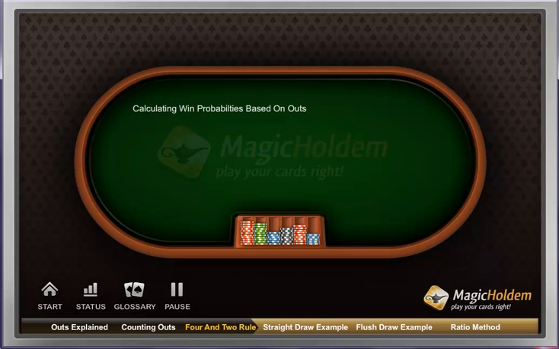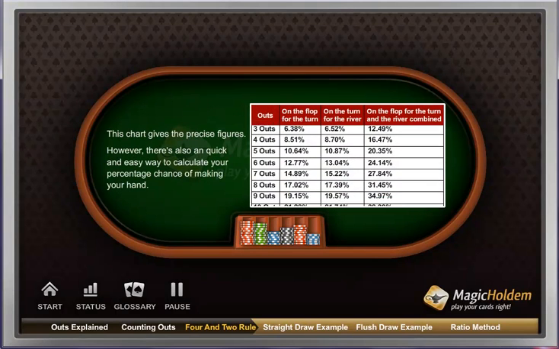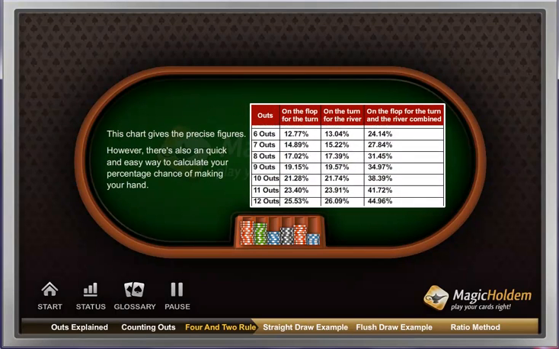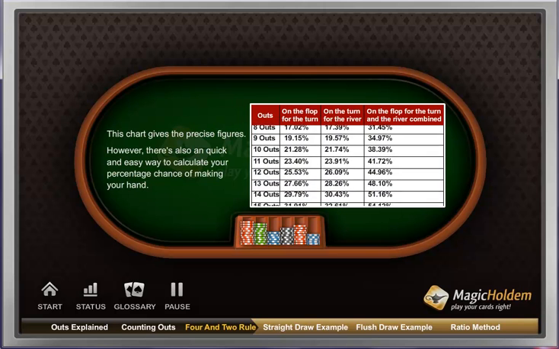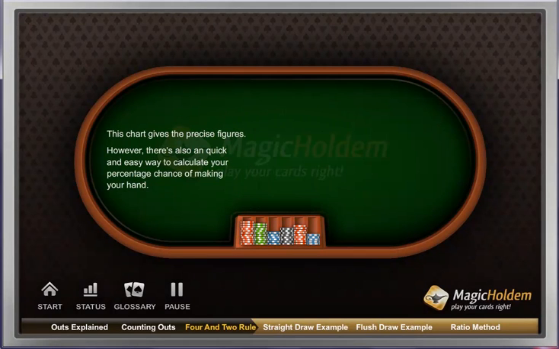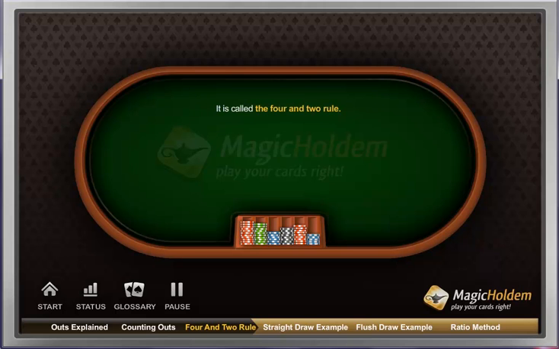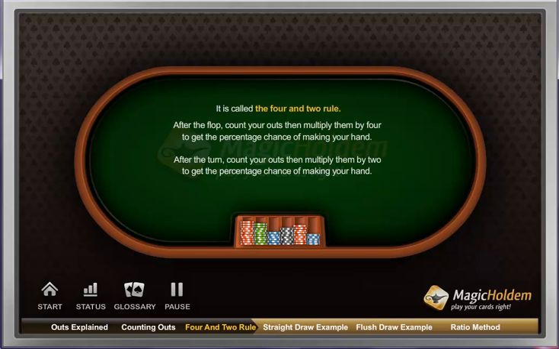Calculating win probabilities based on outs. This chart gives the precise figures. However, there's also a quick and easy way to calculate your percentage chance of making your hand. It's called the 4 and 2 rule. After the flop, count your outs, then multiply them by 4 to get the percentage chance of making your hand. After the turn, count your outs, then multiply them by 2 to get the percentage chance of making your hand.